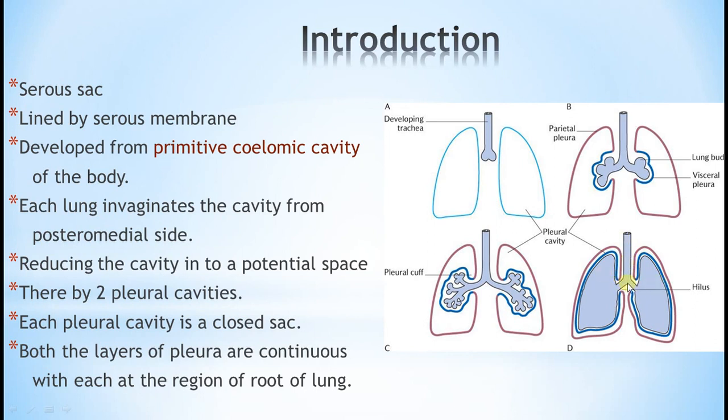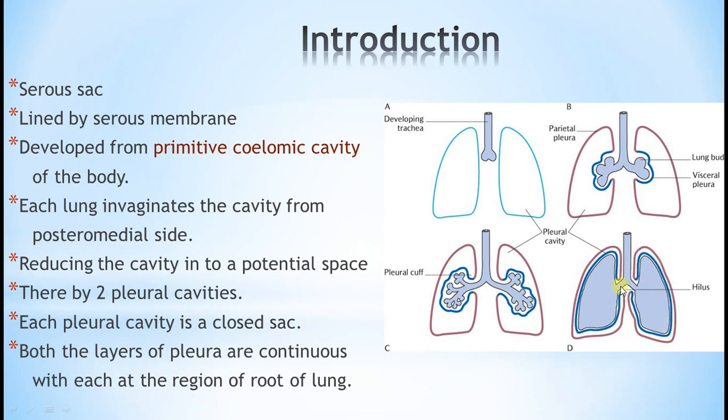are anchored in the midline to the trachea and the bronchus, which is holding the lung in its place. So it is anchored to this bronchus by the root. These structures which hold the lung are called the root structures. So at the region of the root of the lung, both the layers are continuous with each other.